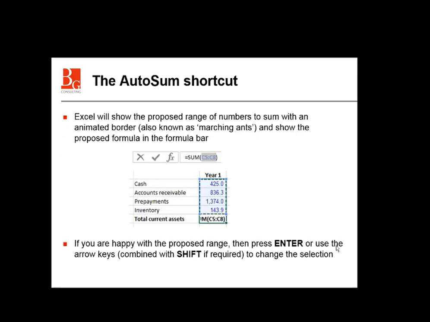Excel will show the range of numbers to sum with an animated border, also known as marching ants, and will show you the proposed formula in the formula bar. If you're happy with the suggested range, you can press Enter or use the arrow keys, potentially combined with Shift if needed, to change the selection before pressing Enter.